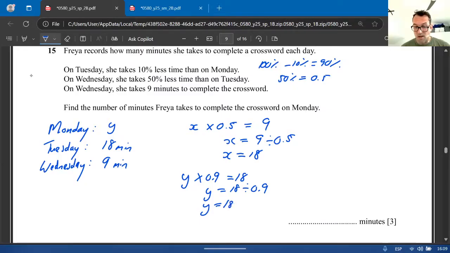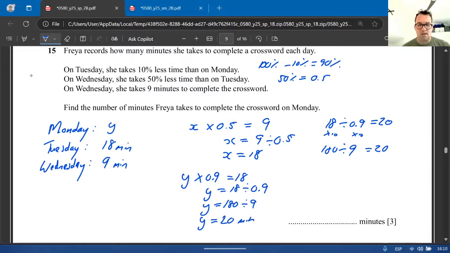It's the same as doing 180 divided by 9. You understand that? 18 divided by 0.9. If we times this by 10, times that by 10, it's the same calculation in the end. Both answers would be 20. 20 minutes. What is 10% of 20? 20 over 10 is 2 minutes. So you reduce from Monday to Tuesday by 10%. By 2 minutes you get 18. That means Monday it was 20 minutes.